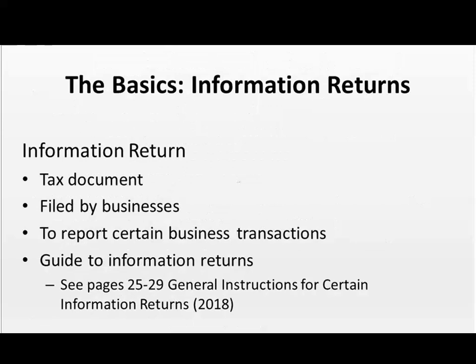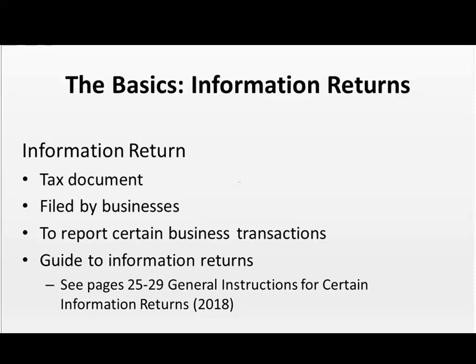What is an information return? It's a tax document that is filed by businesses, and that's an important distinction. Personal matters generally do not get reported on a 1099 to report certain business transactions. And to help with this, the IRS publishes a guide to information returns. It's included in the general instructions for certain information returns. This general instructions used to be the general instructions for Form 1096, 1098, 1099, et cetera. And now that's just the title, but it's the same set of instructions.